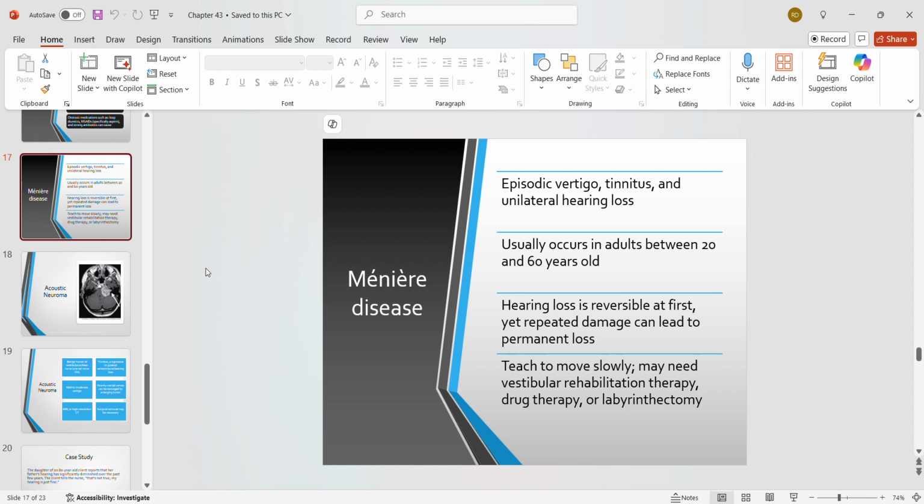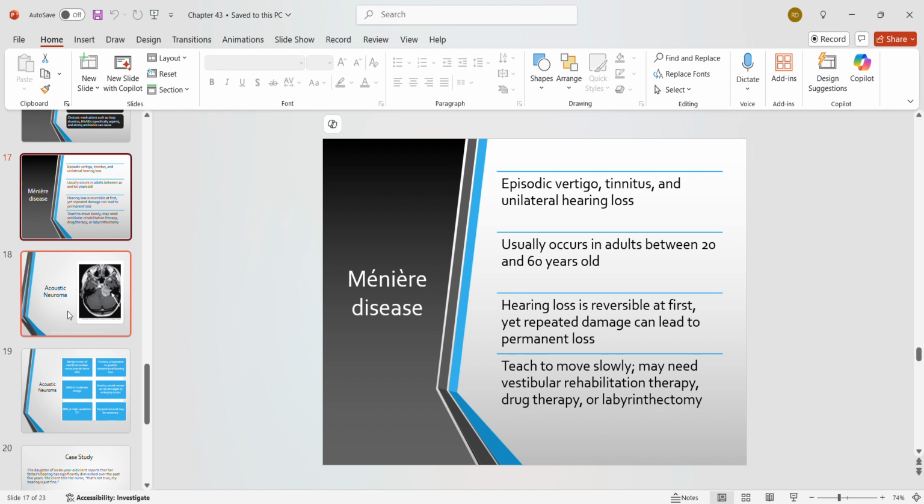The exact cause of Meniere's is unknown, but it's believed to be related to an imbalance of fluid in the inner ear, the endolymph fluid. So some contributing factors could be an abnormal immune response. The body's immune system might be attacking the inner ear. A viral infection, head trauma, genetics. Maybe they have some type of hereditary component.